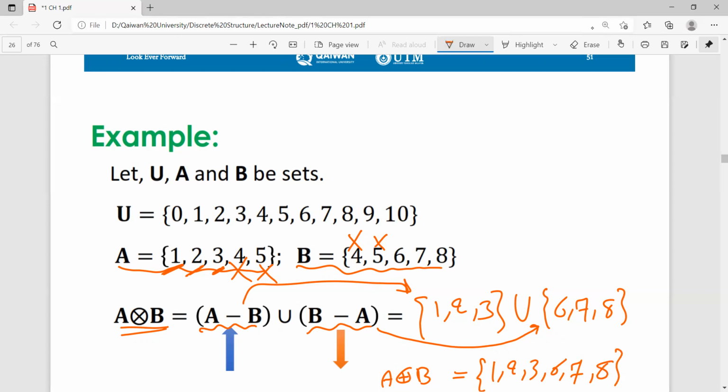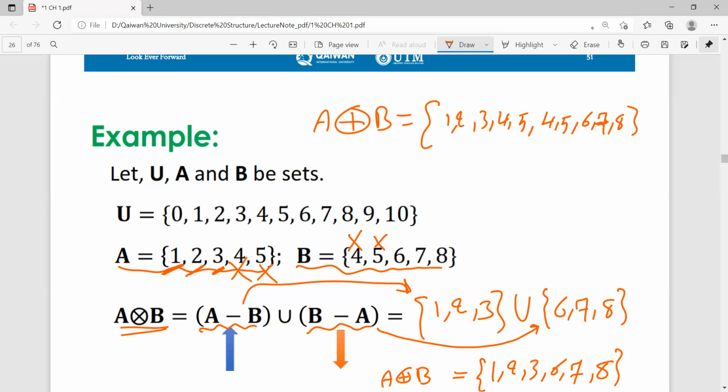In another way, we can find A symmetric difference B. We are going to write down the elements of both sets, their union, without the repeating ones. I mean, without the common ones. Here we can say A symmetric difference B is, we are going to write down the elements of both sets. 1, 2, 3, 4, 5. Then we have 4, 5, 6, 7, and 8.